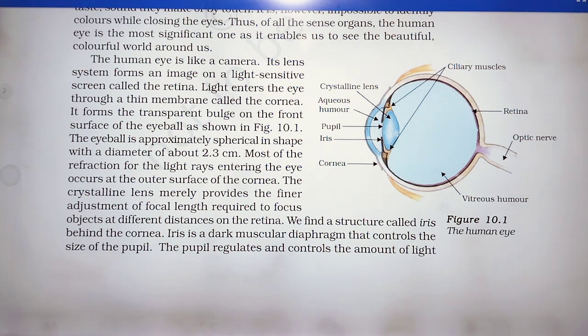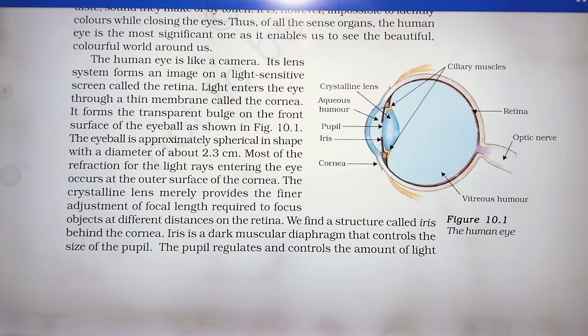It is generally used to adjust the focal length. This finer adjustment of the focal length is also required to focus objects at different distances on the retina. So simply, it is used in the adjustment of focal length.